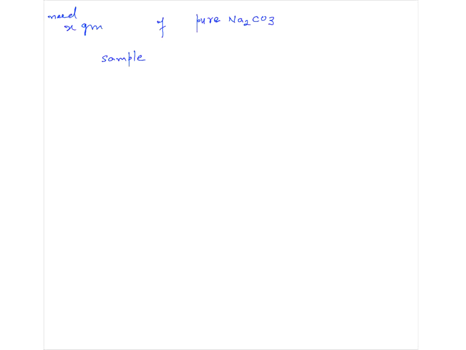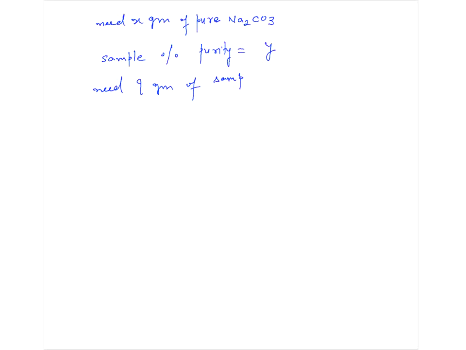I don't have pure Na2CO3. The sample that I have is impure, and its percentage purity is Y. So I need how many grams of the sample? It is basically math, not chemistry. Suppose I need Y grams of the sample.